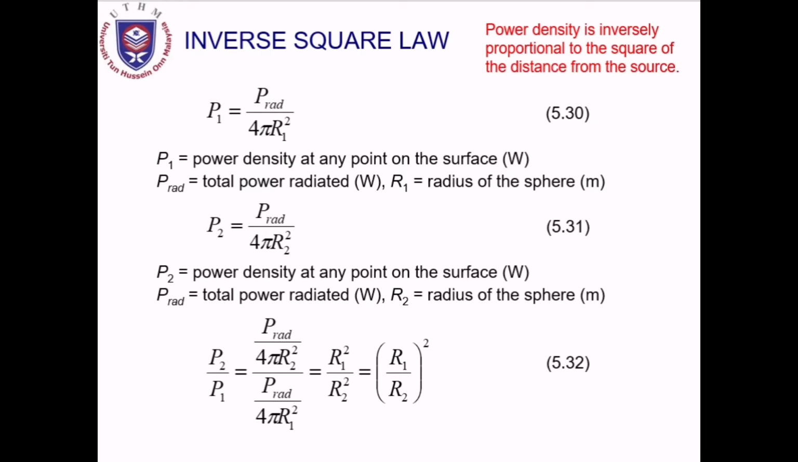So what is the inverse square law actually? It says that power density is inversely proportional to the square of the distance from the source. So the power density here is related to the distance from the source, which is R. This is the equation that we can use to calculate the power density. P1 is the power density, P radiate is the total power radiated from the source, and R is the radius of the sphere.